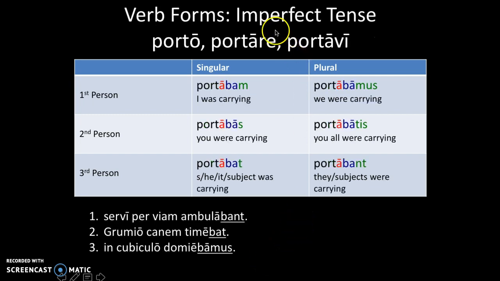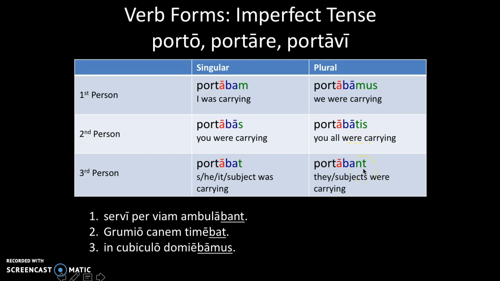And then we have the imperfect tense. Bam, bas, bat; bamus, batis, bant. The blue here is your tense indicator. So when you see the BA here, you know you're looking at the imperfect tense. And then we have our person indicators here. So the M is I, the S is you, the T is he, she, it was, the mus is we, tis is you all, and NT is they.